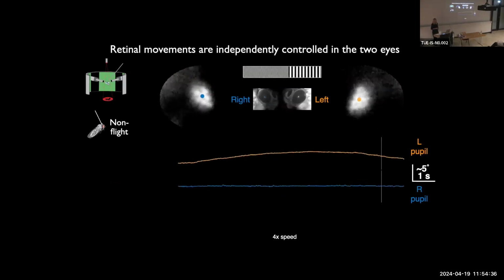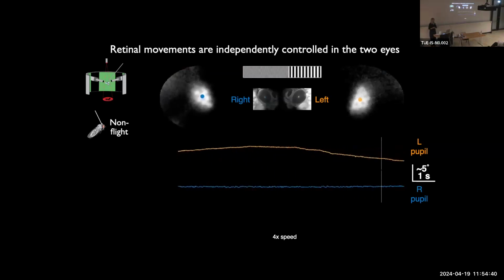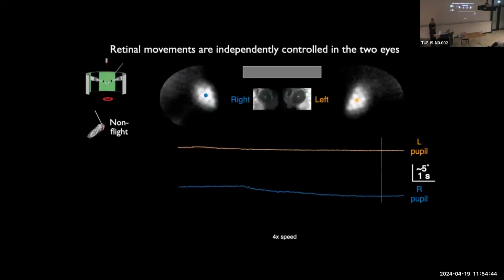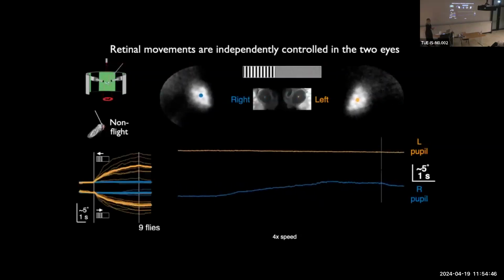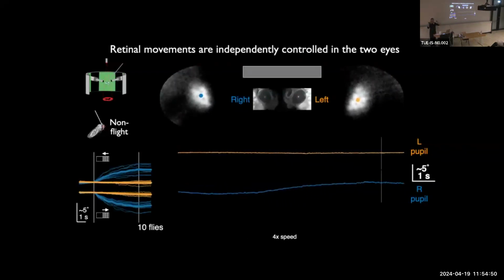Unlike humans, they can do this completely independently in both eyes. So if you only stimulate one eye, only one eye moves and the other one doesn't budge. And this is very impressive. They can also do convergent movements and divergent movements, and they can also track up-downward motion, but to a smaller degree.